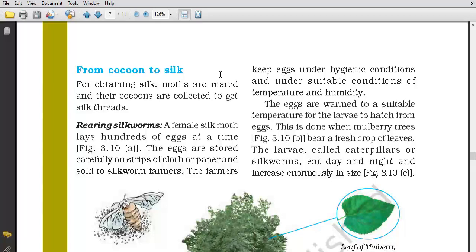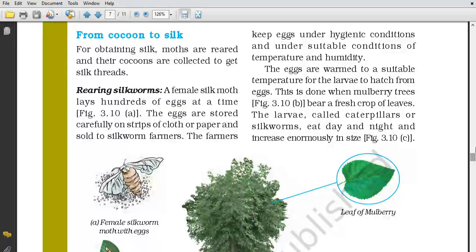Under suitable conditions of temperature and humidity, the eggs are kept warm at a suitable temperature for the larvae to hatch from the eggs. Means the larvae need some warmth to hatch out from the eggs, so they are kept under suitable temperature so that the eggs hatch.